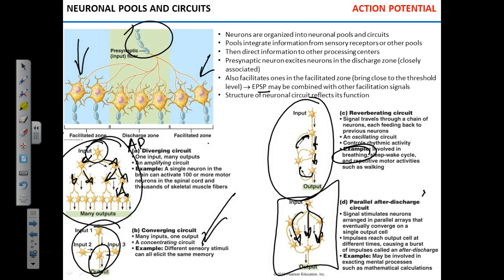Understand the difference between discharge and facilitated zones? What happens in each? And please know which circuit is involved in which type of activity. I'm not going to ask beyond what I told you here and what is very shortly written here. Did I make myself clear? Very good.